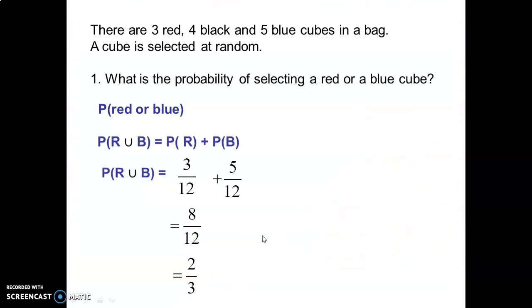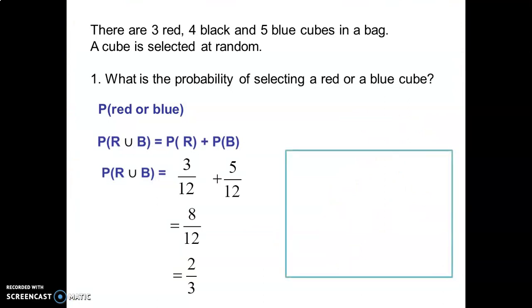Okay, looking at the same one in terms of Venn diagrams, let's see what it looks like. By the way, all these videos have lesson notes that you can print that will make the taking of notes much easier for you. I would suggest printing those out.